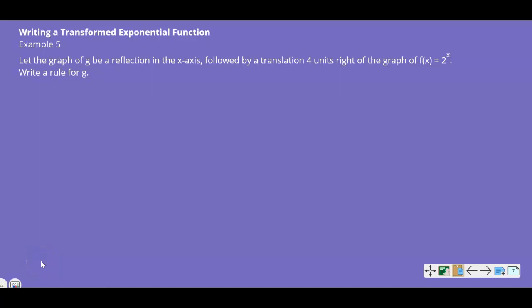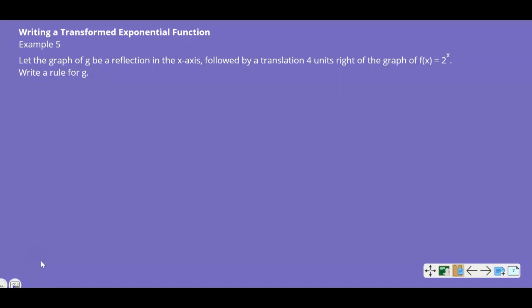All right, we're going to continue on transformations of exponential and logarithmic functions. We are now up to example 5, and this is writing a transformed exponential function. So now we have to be able to write functions. Very important to be able to write functions.